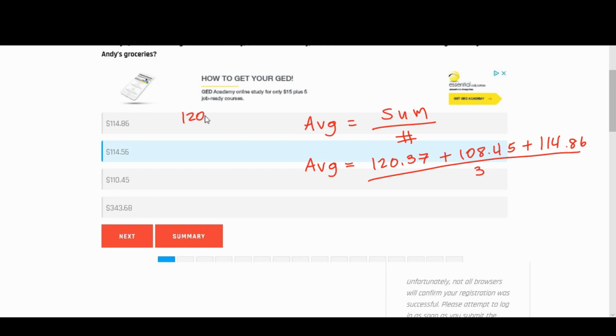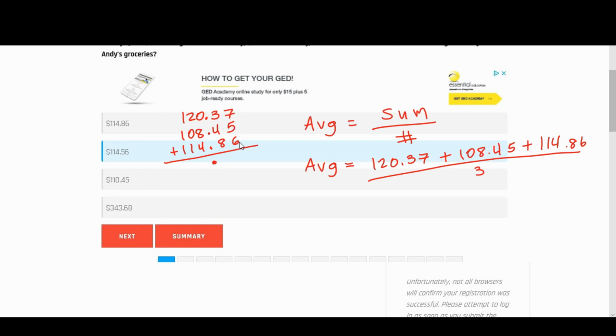We have 120.37, 108.45, 114.86. Take your time as you do this. This is where you have a high likelihood of making small mistakes. When you're adding decimals, the first thing you should do is note where this decimal point is and just drop it down in place. And now with that done, we can go ahead and get started on this problem.